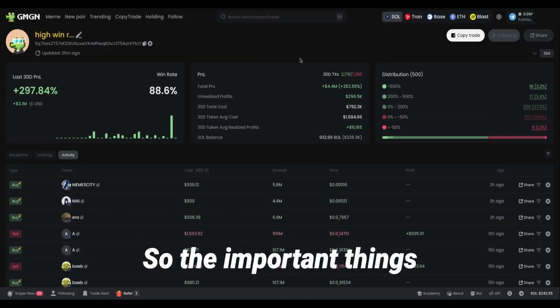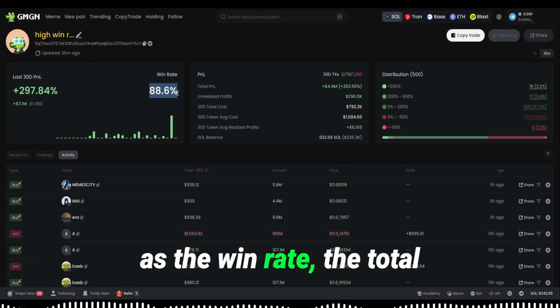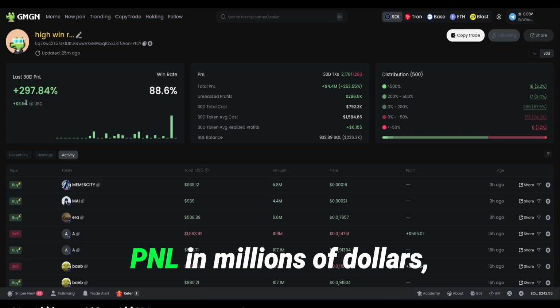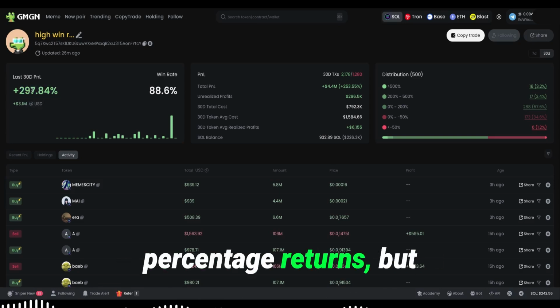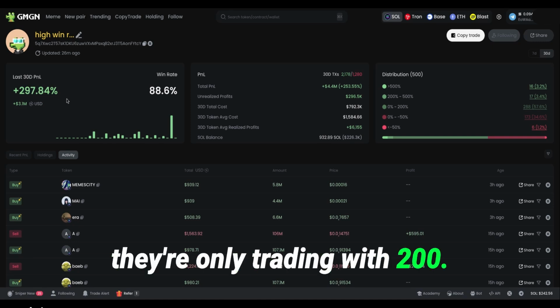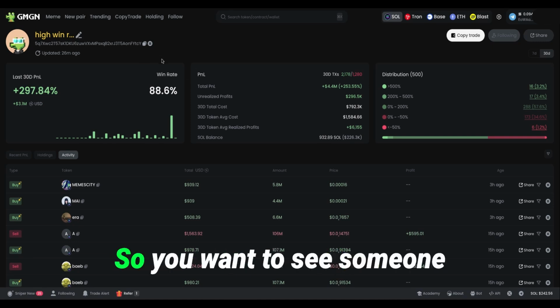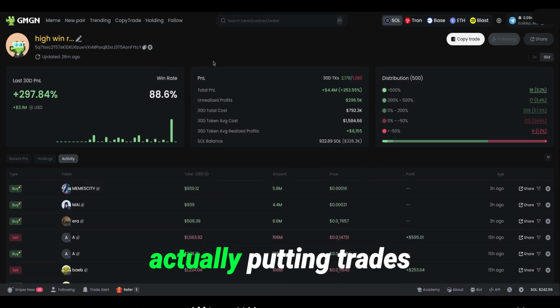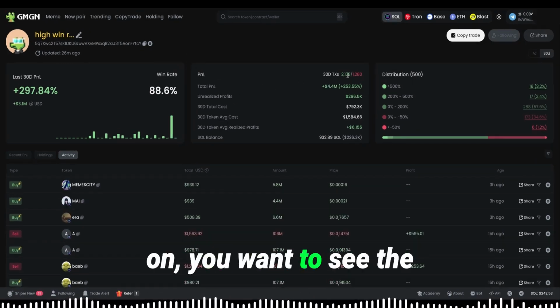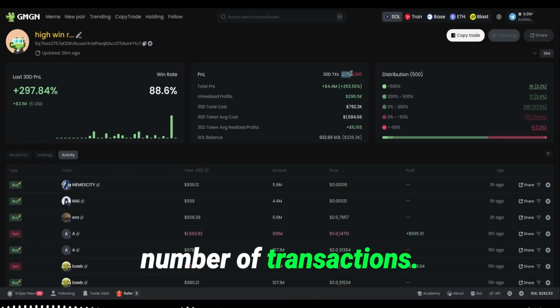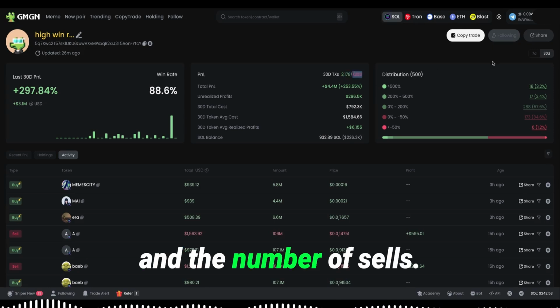So the important things for you to take a look at are the win rate and the total P&L in millions of dollars, because you don't want high percentage returns where they're only trading with $200. They could just be really lucky. So you want to see someone who's got conviction in actually putting trades on. You also want to see the number of transactions, so the number of buys and the number of sells.